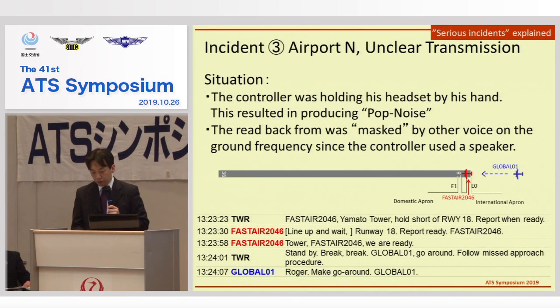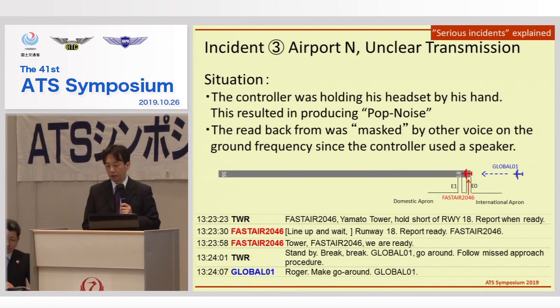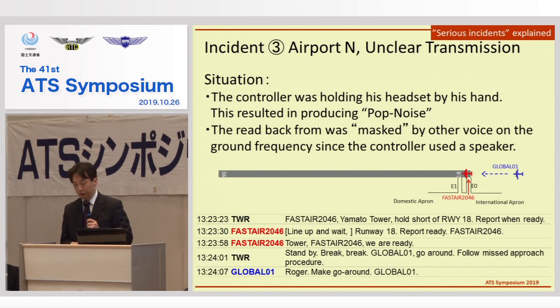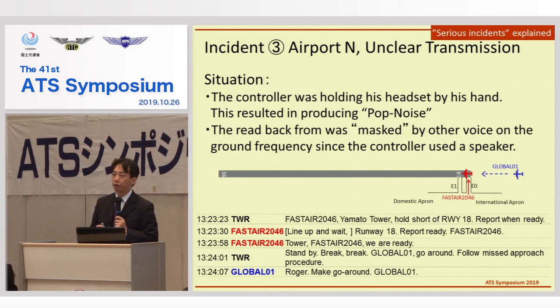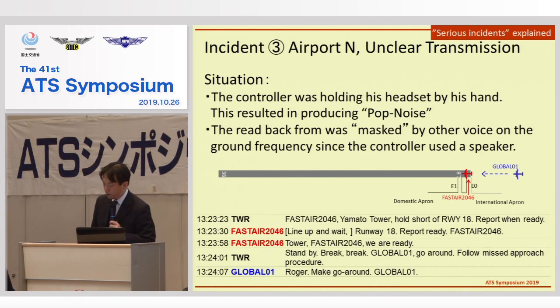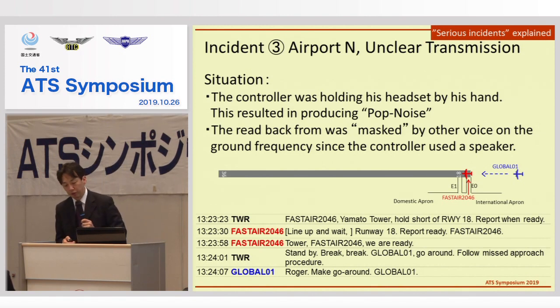Of course, the controller should have used his headset, but we are not discussing who did something wrong in the first place. We have to be resilient. Even if someone sends an unclear message on the radio, we have to be able to deal with it. If a pilot notices some noise while listening to an instruction, he or she has to confirm it with the controller.